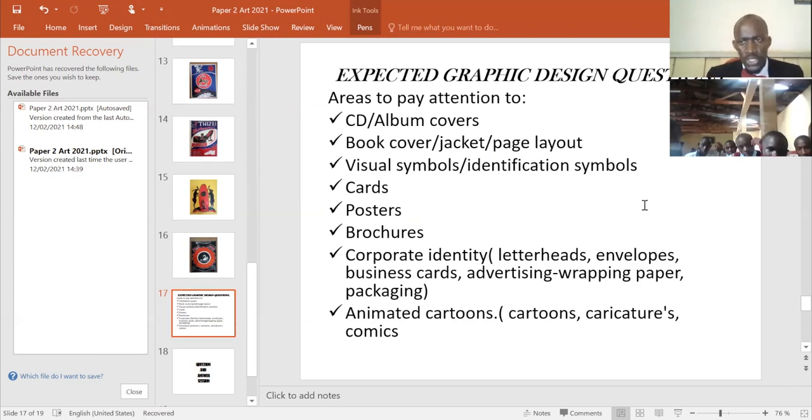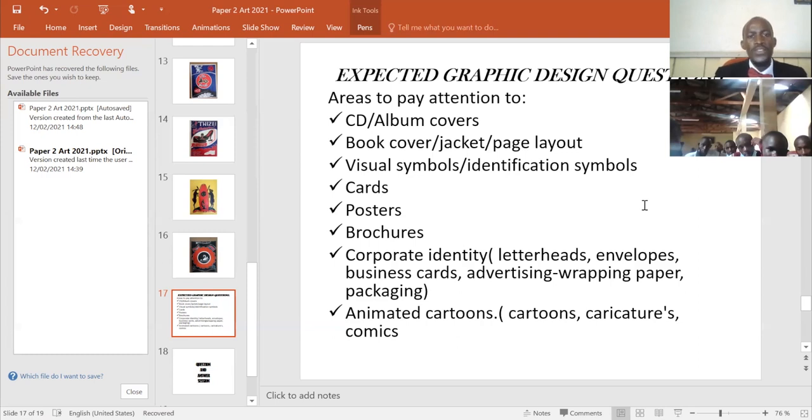You need to pay attention to and be able to create a CD sleeve or a CD cover, sometimes referred to as the album covers. Then the book cover, a book jacket, and a page layout. The page layout can be in the form of a book or even a newspaper layout. So with the recent trends, we expect you to note how a page layout looks in a newspaper, a magazine, or even a brochure.